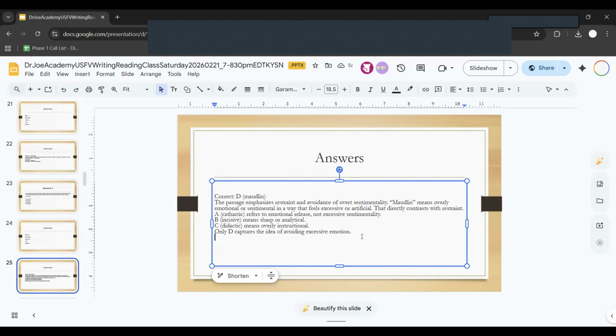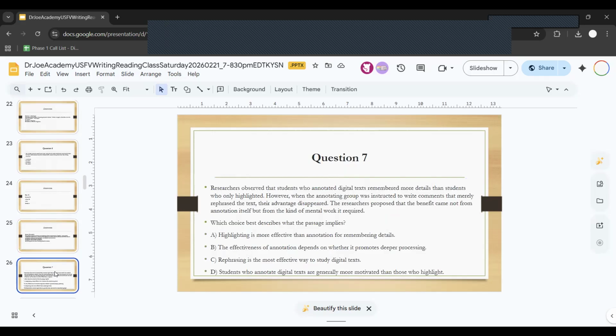So the correct answer would be maudlin. And just to give some context, maudlin would be self-pitying. The passage emphasizes restraint and avoidance of overt sentimentality. Maudlin means overly emotional or sentimental in a way that feels excessive or artificial. Like I described it as self-pitying, but even being excessively sentimental, just overdoing it, that's the energy you get from that. So that directly contrasts with restraint. And in the case of A, cathartic refers to emotional release, not excessive sentimentality.